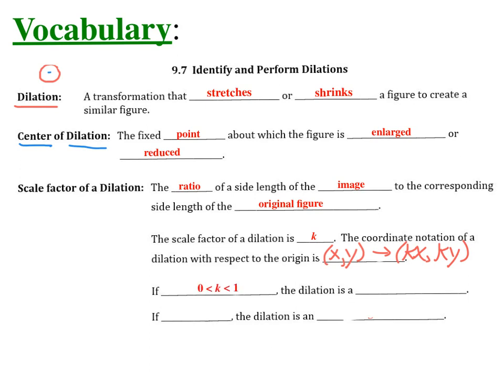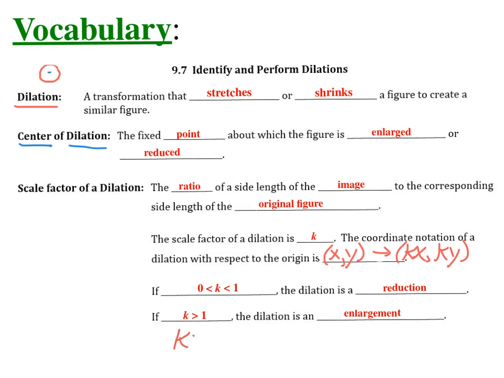Now, if that scale factor is between 0 and 1, that means the dilation is a reduction. The figure is going to get smaller. Maybe it's half, maybe it's a third. If the scale factor is greater than 1, then the dilation is going to be an enlargement. It's going to get bigger. Maybe 2 times the size, maybe 10 times the size.